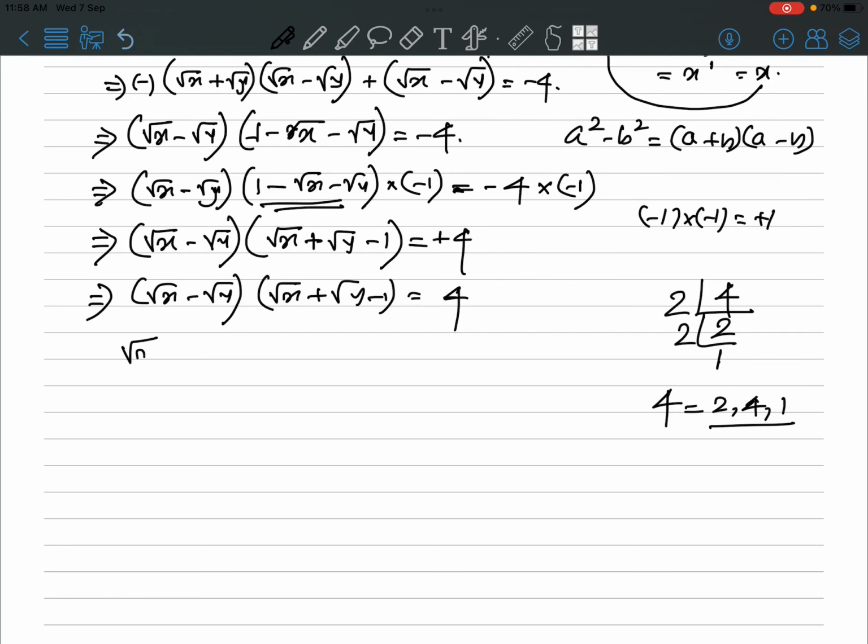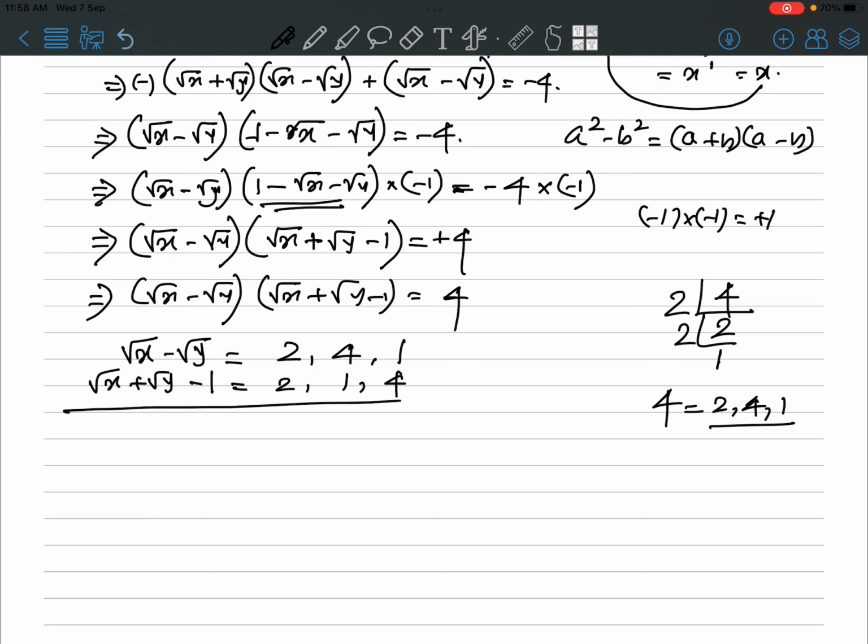Now we can write root over x minus root over y equals 2, 4, 1, and root over x plus root over y minus 1 equals 2, 1, 4. Now we are going to use the elimination method again. Now we are going to add these. What are we going to get? Minus y and plus y will cancel each other out.